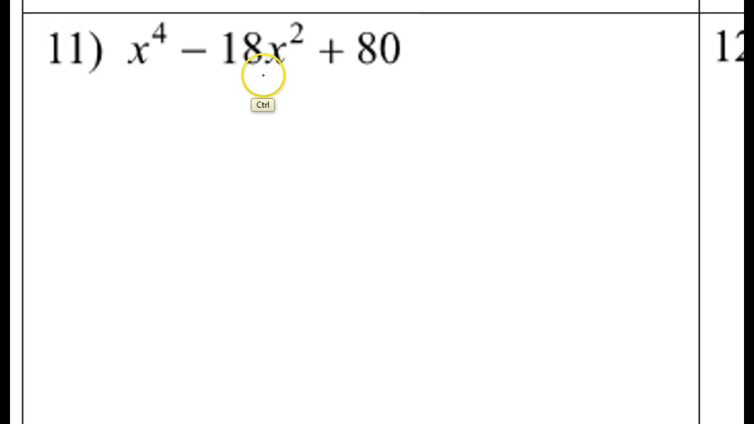So as soon as I see this trinomial, I'm thinking, we're either going to do the box method or the grouping method. Since I did grouping on the last problem, I'm going to do the box method on this problem.